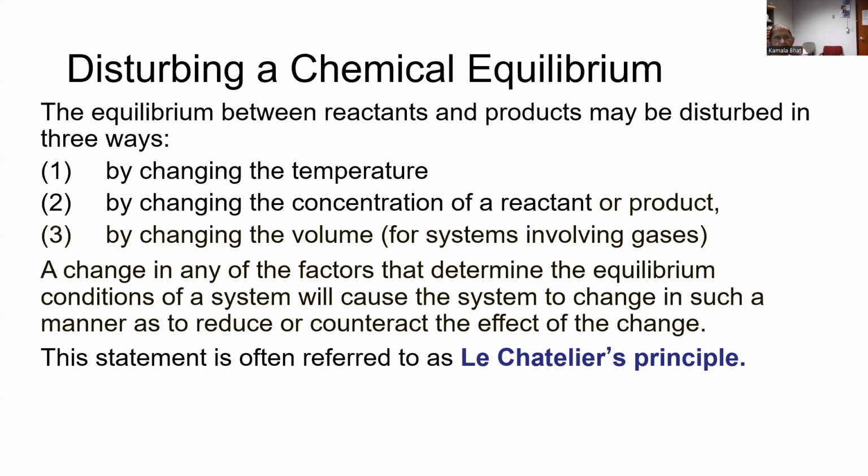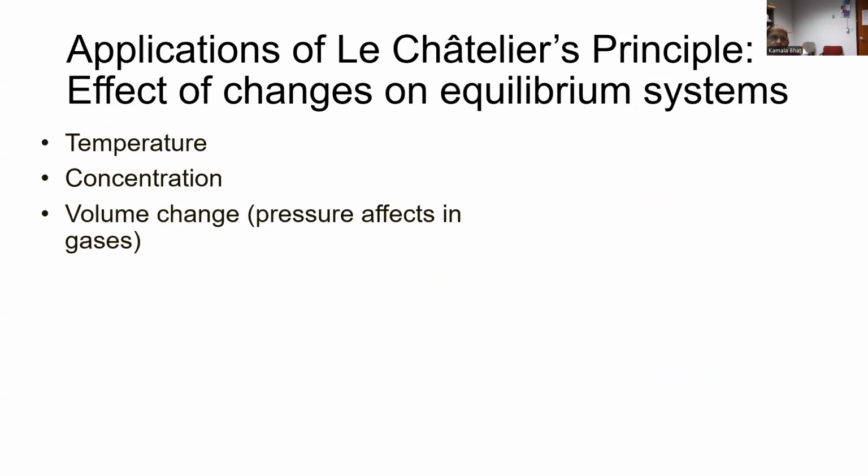Now the question comes, how can we disturb the chemical equilibrium? We can disturb the chemical equilibrium by changing the temperature, changing the concentration of the reactant or product, or changing the volume or the pressure for gaseous systems. A change in any one of these factors will disturb the equilibrium condition, causing the system to move in such a manner as to reduce the effect of the change produced. Now, using the three factors that are there, temperature, concentration, and volume change, we have the next few slides explaining what would happen.